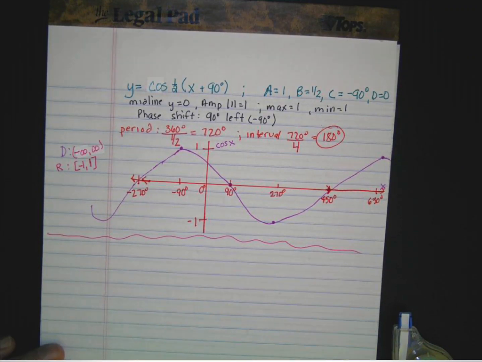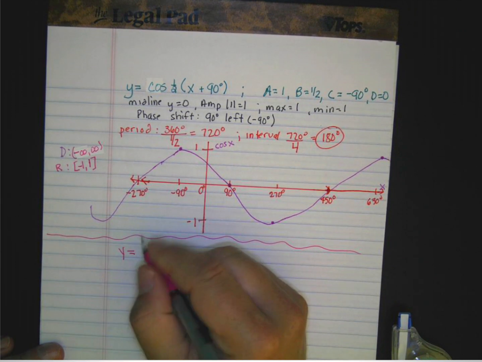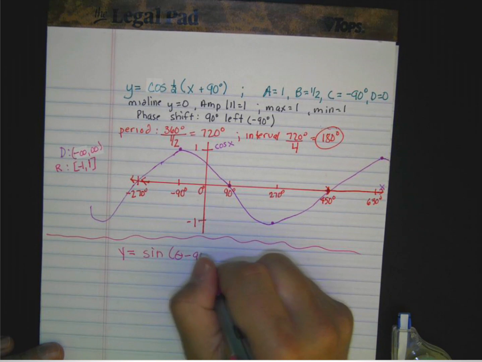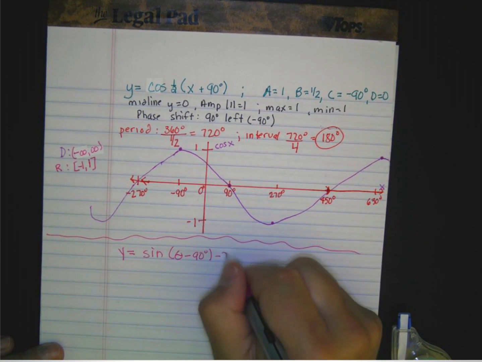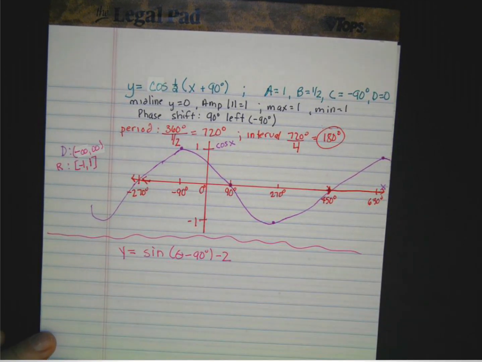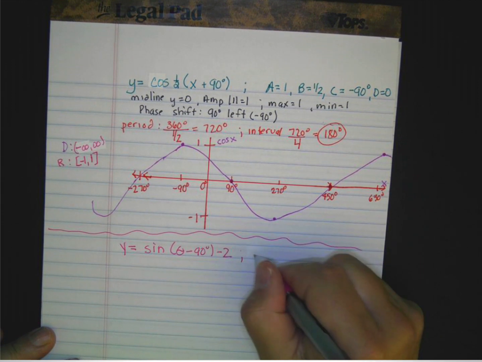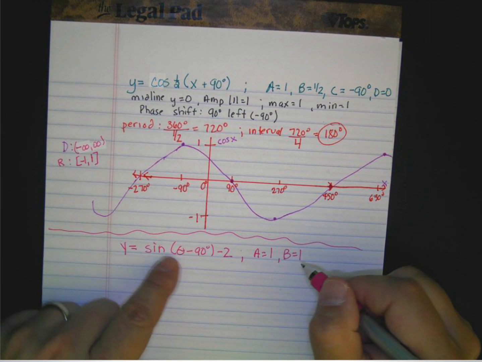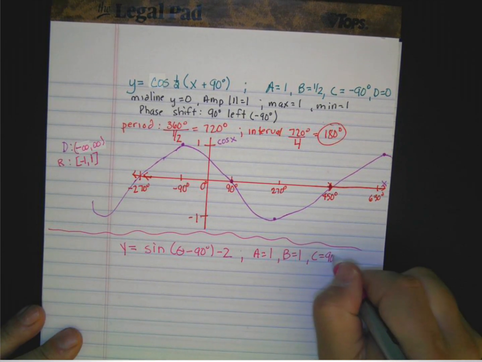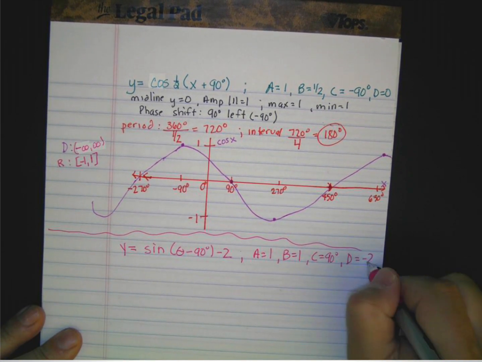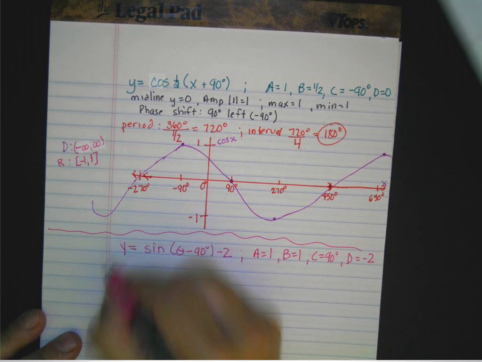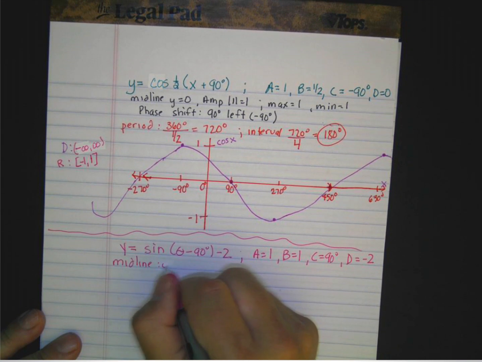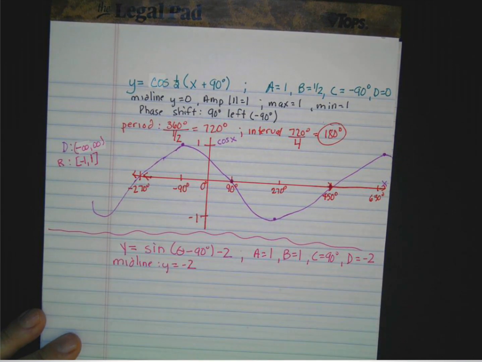Let's do a midline shift. Y equals sine theta minus 90 minus 2. Okay, so I'm going to try to speed this up a little bit. Sorry, guys. A is 1. B is 1 because it's not there. C is 90 degrees. D is negative 2. So we have our midline has moved. Our midline is now at y equals negative 2. That means this whole thing is going to shift down 2 units.